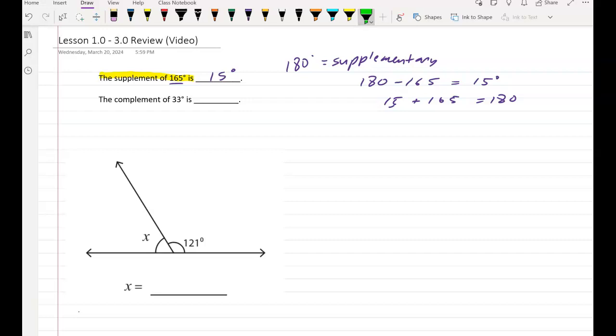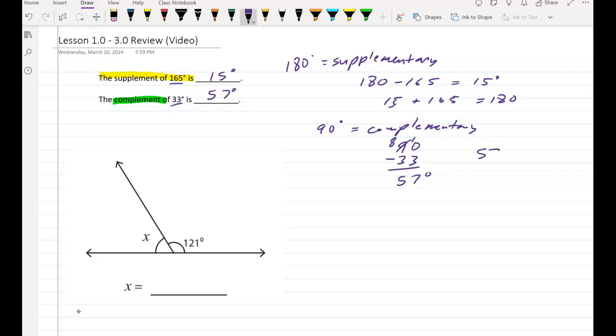Now, this next one, we're looking for the complement of 33. You have to remember that two angles are complementary if they add up to 90 degrees. So if we want to find the complement of 33, all we have to do is subtract 90 minus 33, and that will give us 57 degrees. That would be the complement of 33 because 57 plus 33 is 90, complementary angles.